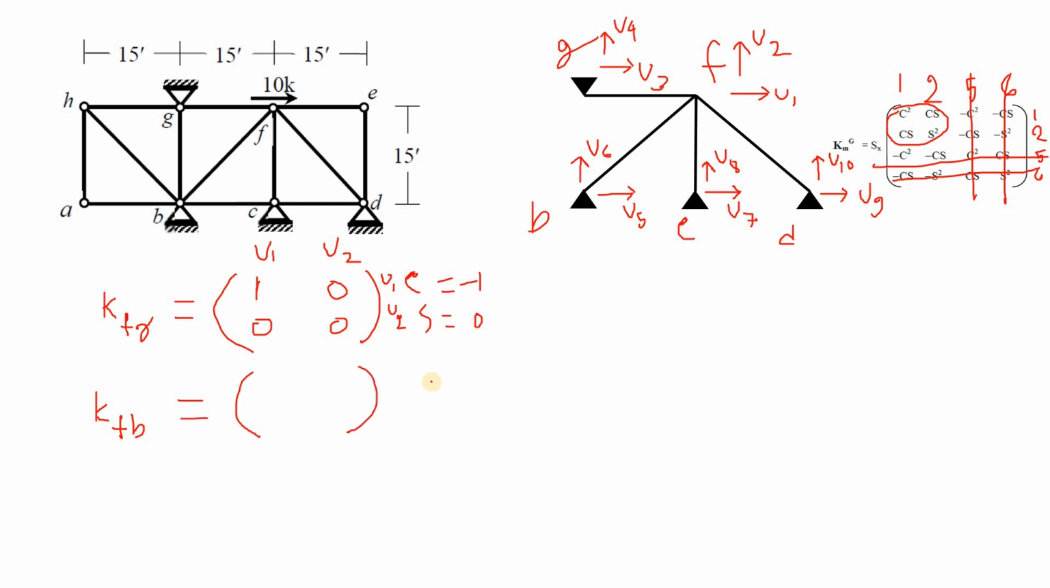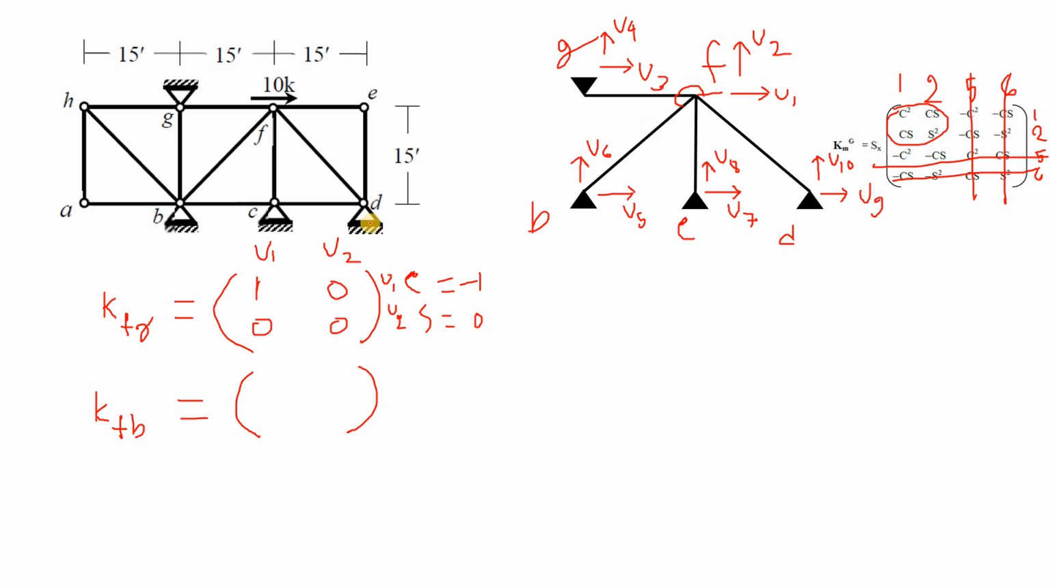So before we do that, we need to determine the C and S. From here to here was 180 degrees, and from here to here is 45 degrees more. So 180 degrees plus 45 degrees is 225 degrees. Let me check. Yep, 225 degrees.